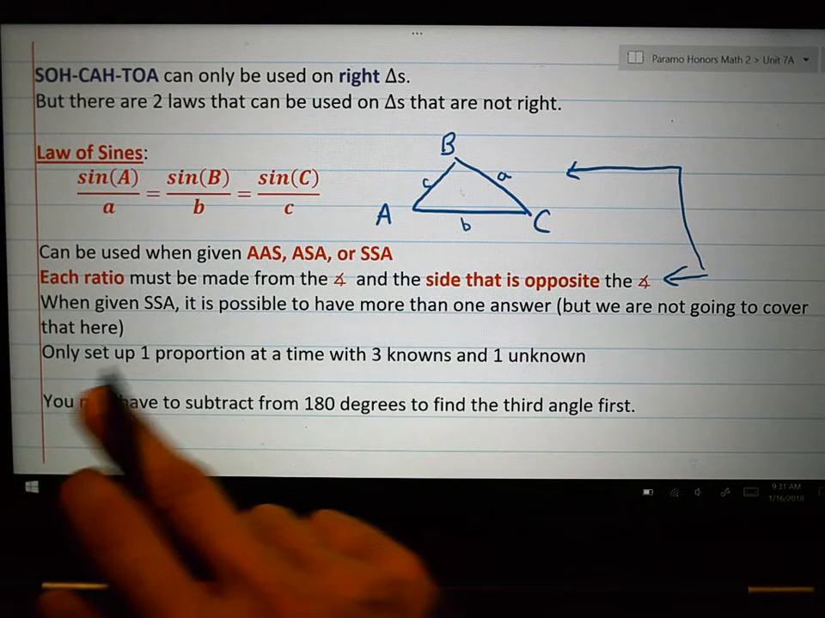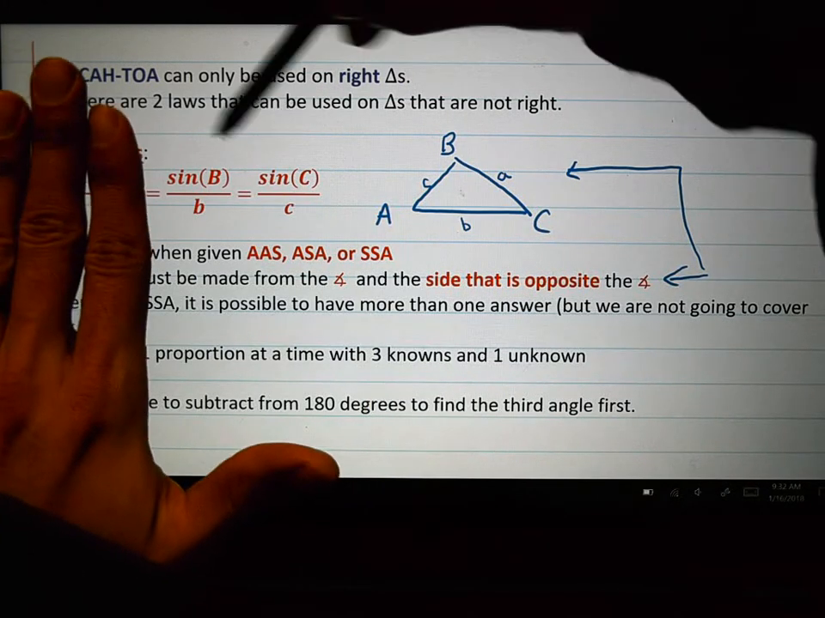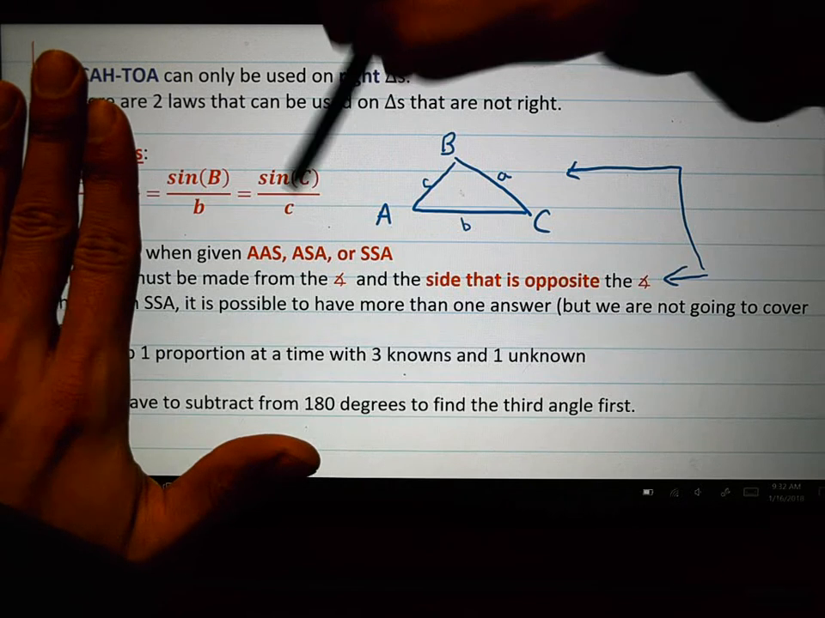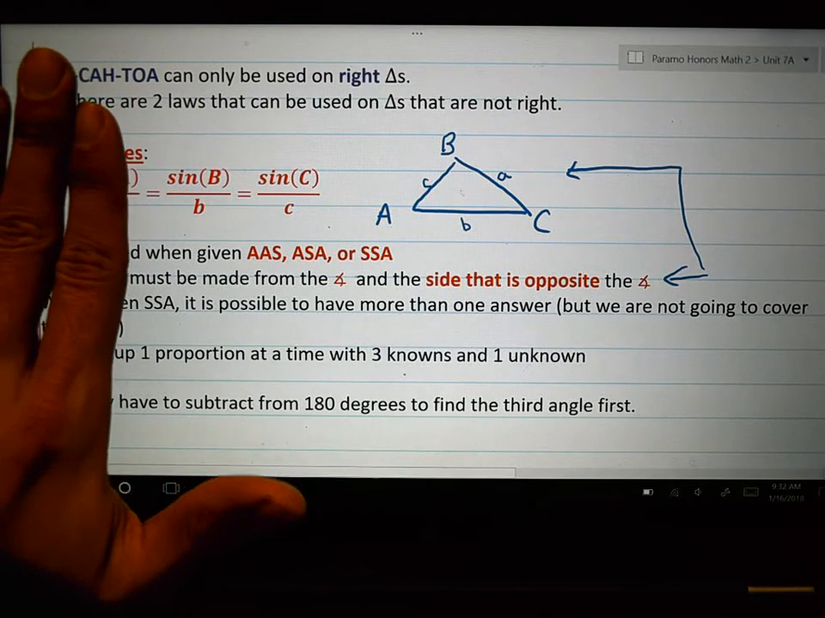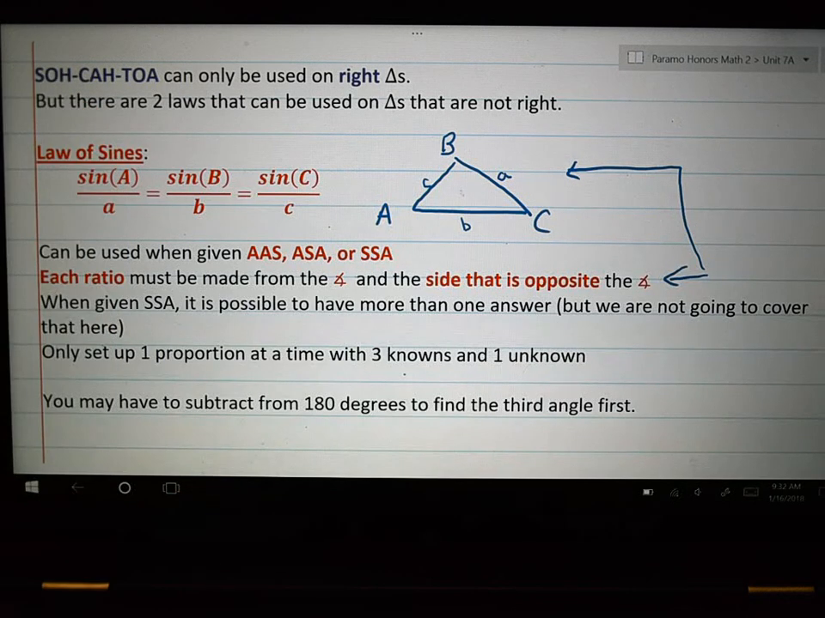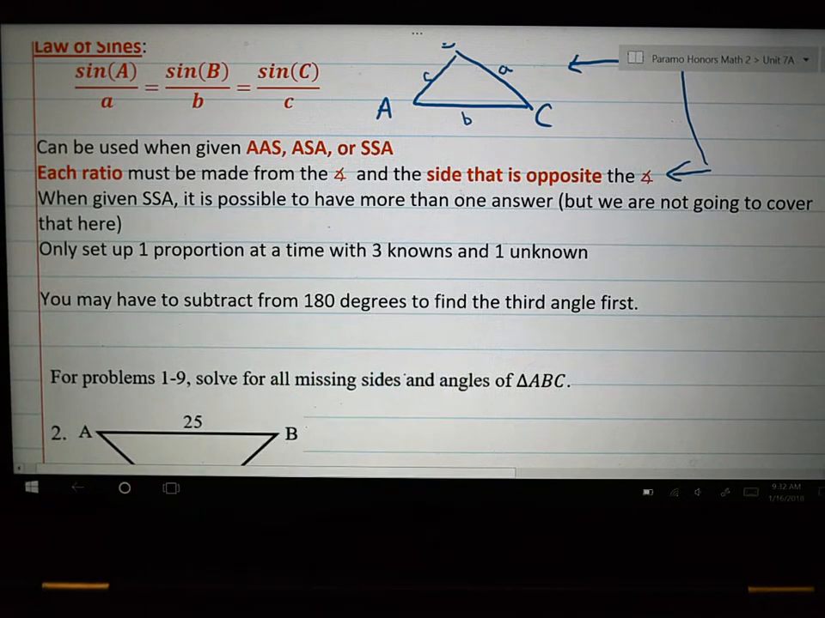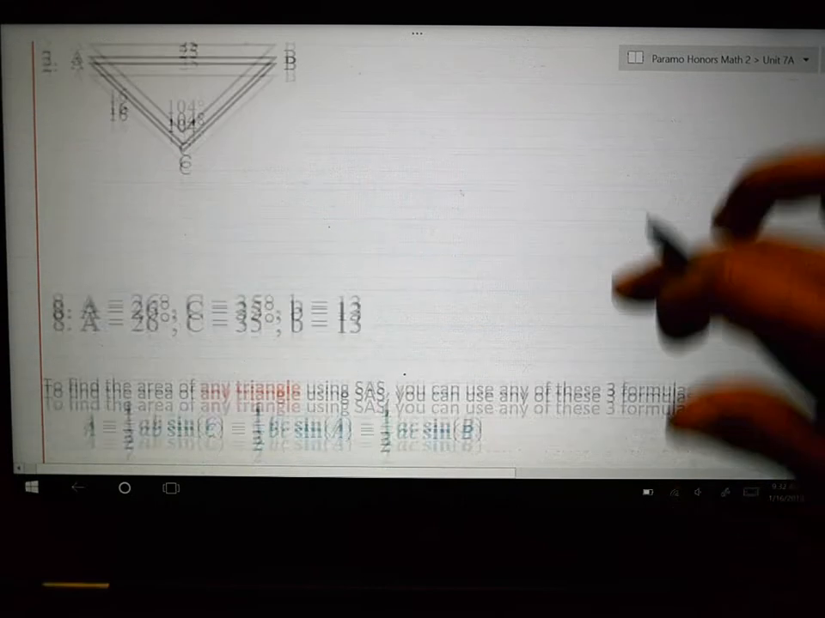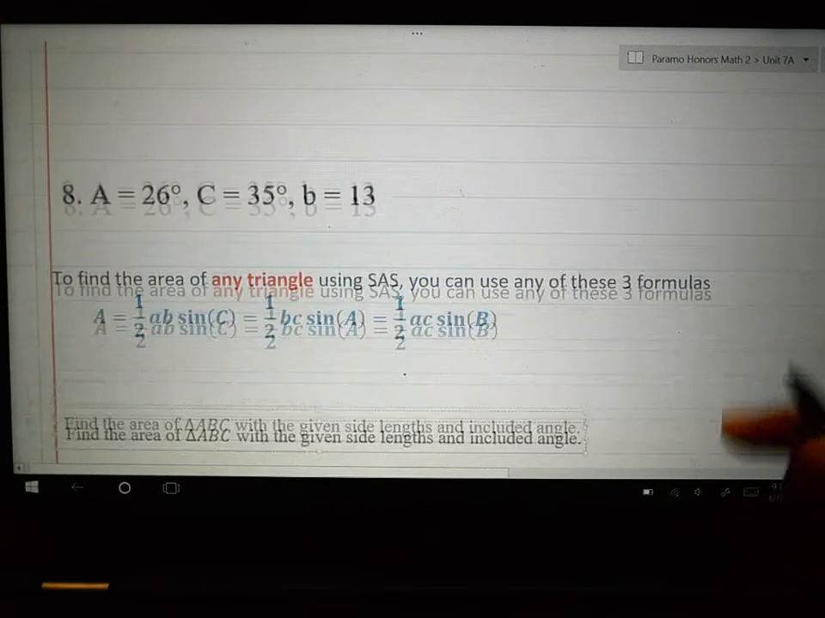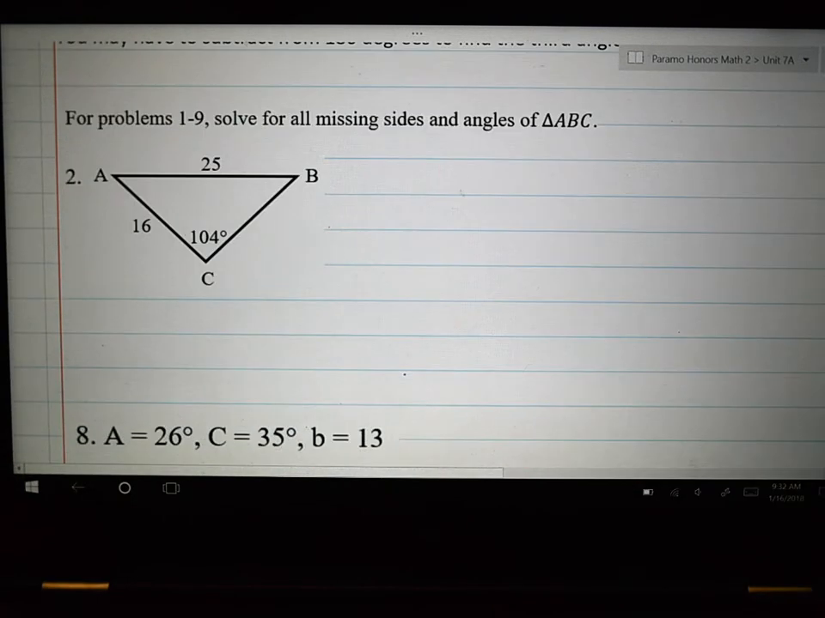Okay, we're going to set up one proportion at a time with three things that we know and one thing that we don't know, meaning you're going to know this one, this one, this one, and try to find that, or you know these three and you're trying to find that. You're going to know three values and you're going to use them to find the fourth value. Sometimes you're going to have to subtract from 180 degrees to find the third angle first. So let's go ahead and do an example. I have two examples that we're going to do, and then we'll have one more thing to write in our notes. Let's do number 2. If you want to do this in your packet, you are welcome to do so.